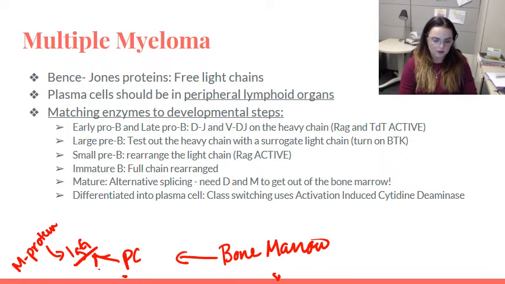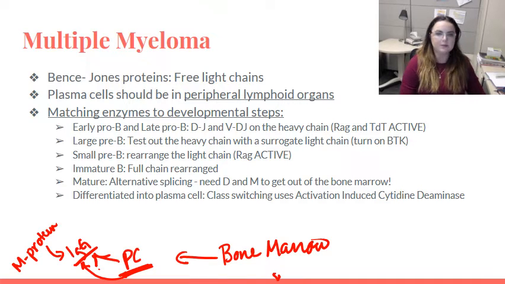Problem number 2, you know what's missing in the bone marrow? T cells. T cells don't really go in the bone marrow. And somehow without T cells, we're getting class switching such that a plasma cell is able to secrete IgG. That's weird. We're also getting inappropriate proliferation. So we've got a whole host of things that are going wrong.